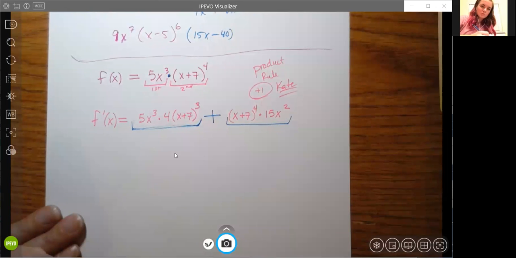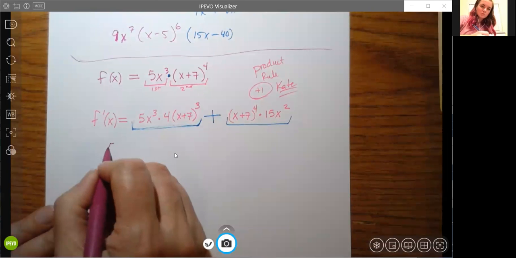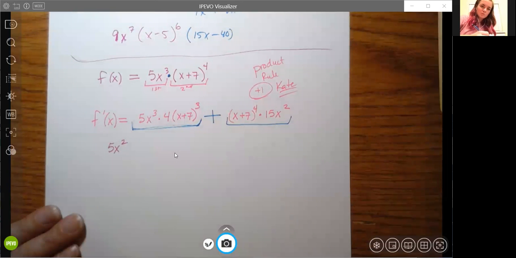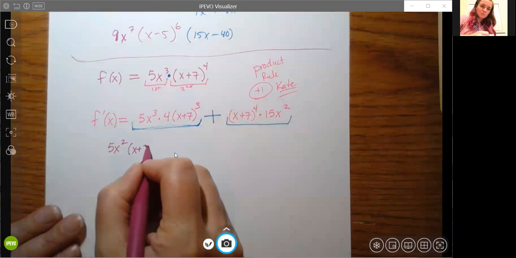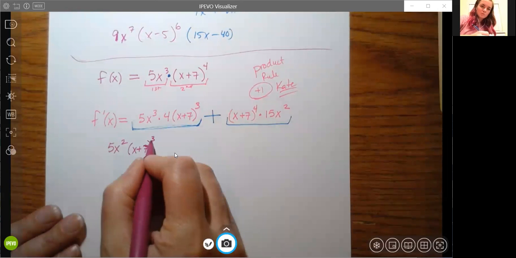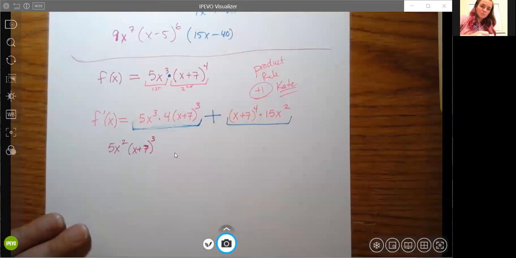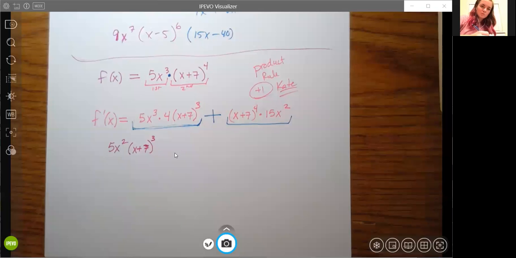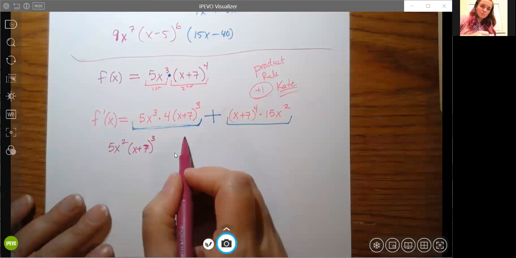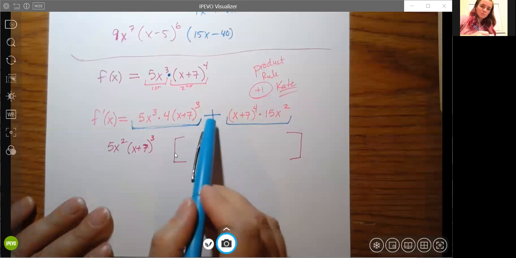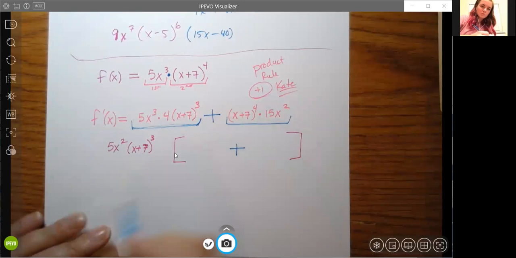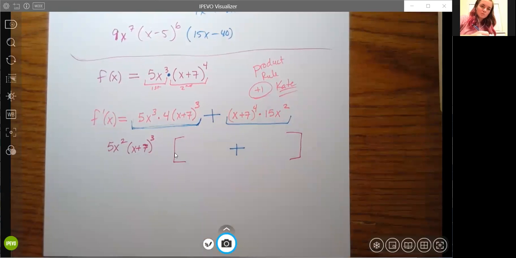Can you guys take a look at this? And anything you see as a common factor, let's write it out as a GCF. 5x to the second and x plus 7 to the third. Sure. Okay. All right, so let's start with that. If there's anything left, then you're going to want a bracket where you can put the stuff that's left and plan on that plus right there coming into the new quantity.